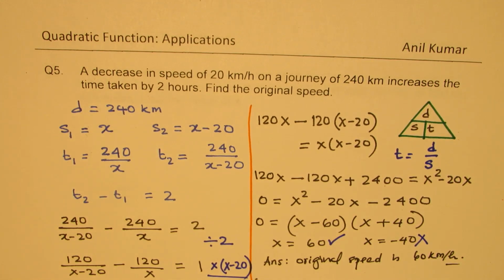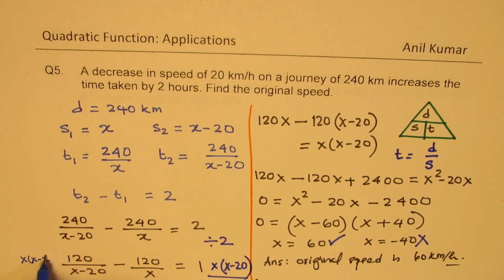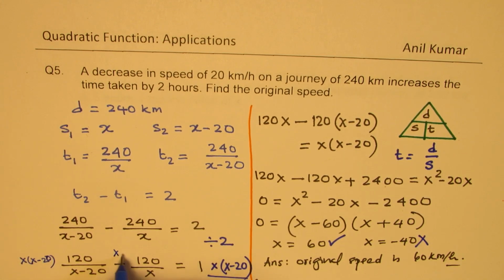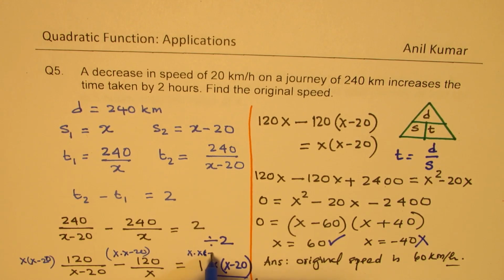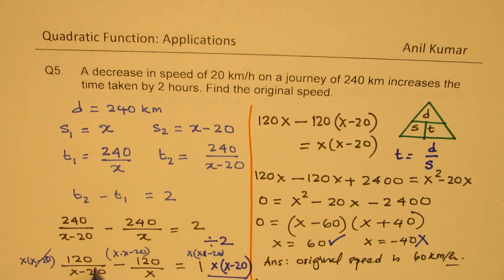So I hope the steps are absolutely clear. We did a shortcut here by multiplying each term by x times x minus 20. So see it. We did x times x minus 20, and we did x times x minus 20, and we did x times x minus 20, right? So this x minus 20 cancelled. So we are left with x times 120.